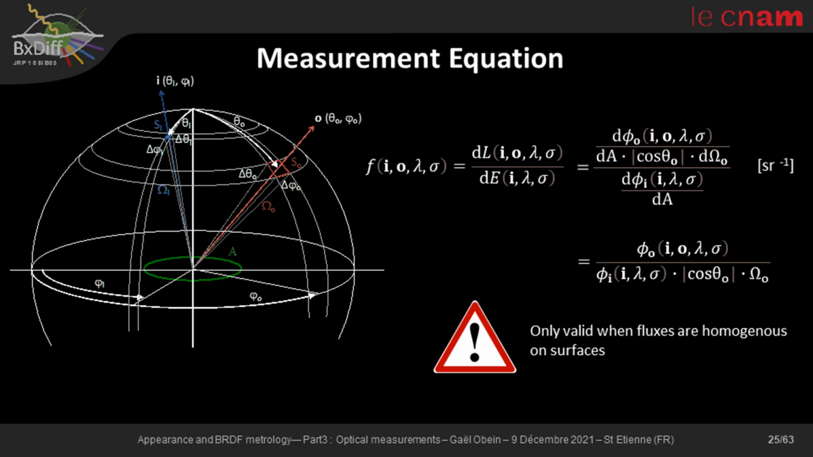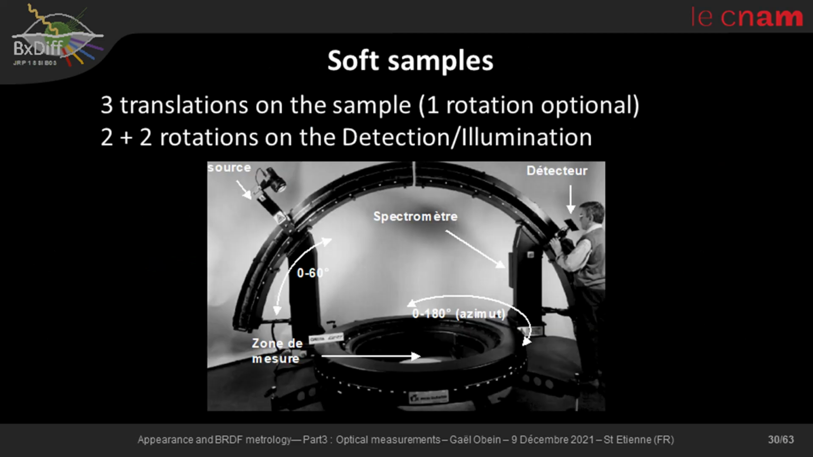And to do this, you need 3 degrees of freedom, 3 translations. 1, 2, 3. Well, in the space, you have 3 dimensions. So it's 3 translations for the sample, 4 rotations, 2 for the detection and 2 for the illumination. So on this gonio for soft samples, for liquid samples, you have 3 translations on the sample. You can put the sample at the middle of the gonio.